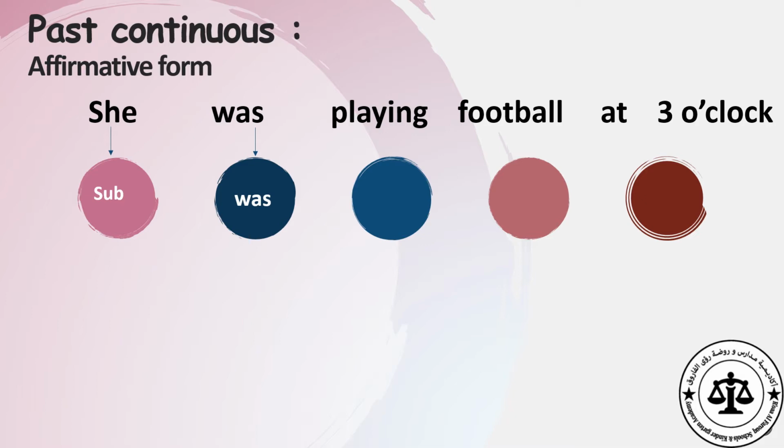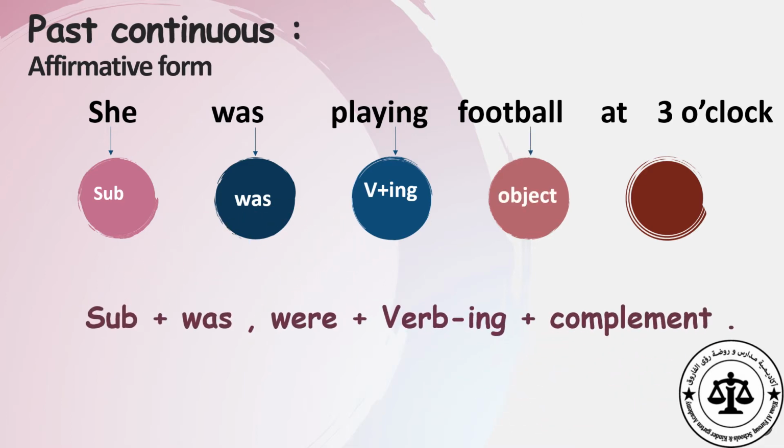Was and were are always followed by verb ing. She was playing football at 3 o'clock. This is the object. So, the form of past continuous is the subject. If the subject is singular, we use was. If the subject is plural, we use were. After was and were, we use verb ing. Then the complement of the sentence. This is the first use of past continuous.